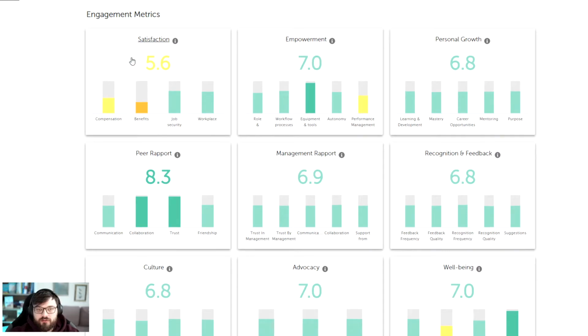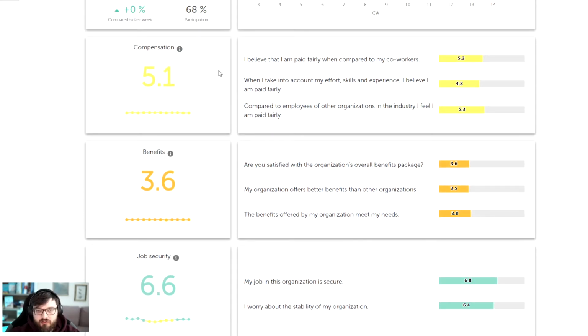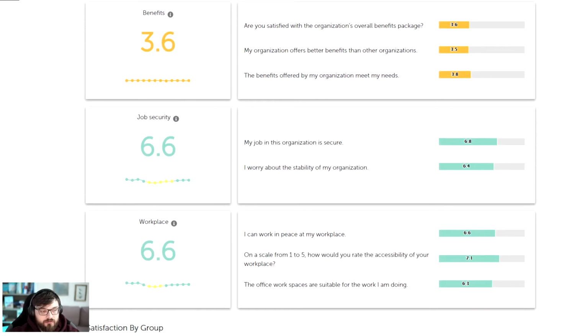First up, we have satisfaction. This is a very material aspect of people's relationship to their job. It has to do, as you can see, with compensation, benefits, job security, and how they like their workplace. If we take a look in this screen, you can see all the questions that people may get asked to find out how they feel about a certain metric. For example, for workplace, you can see: are they able to work undisturbed? Is it accessible? And is it appropriate for the work that is being done?